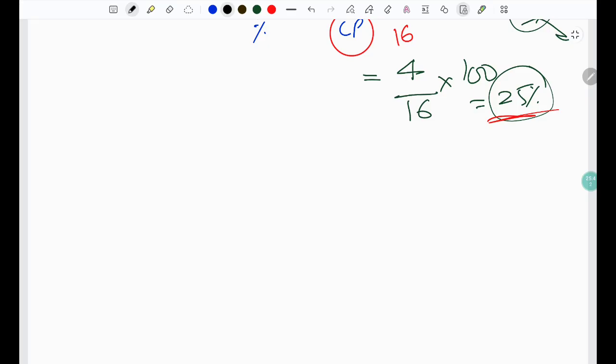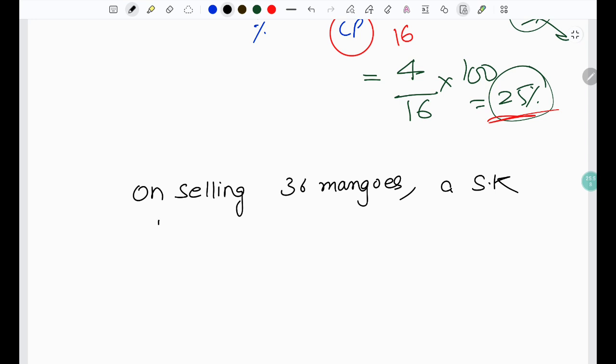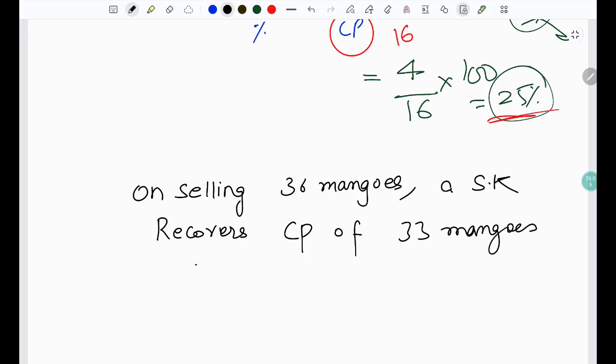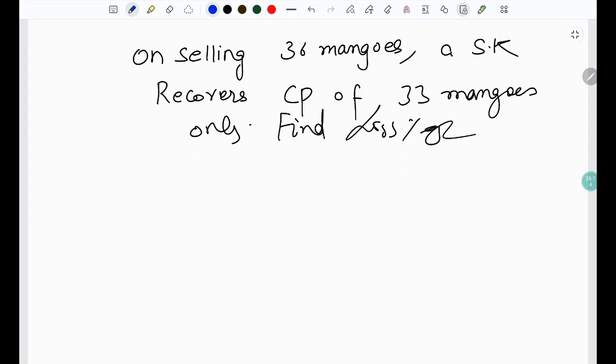We can continue another question on this similar pattern. Let us see. The question is that on selling 36 mangoes, a shopkeeper recovers cost price of 33 mangoes only, and we have to find the loss percentage. So you see, now loss percentage is given by what? Loss percentage is given by CP minus SP over CP only.